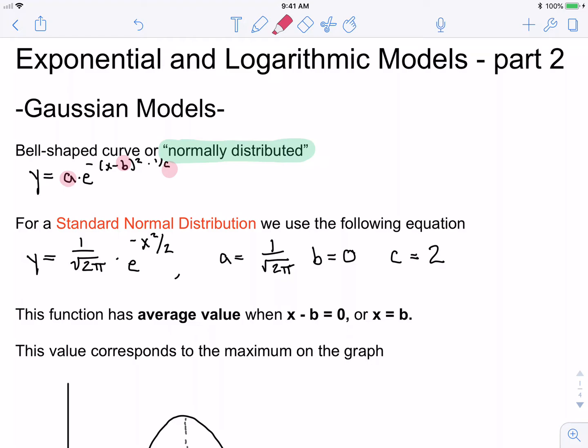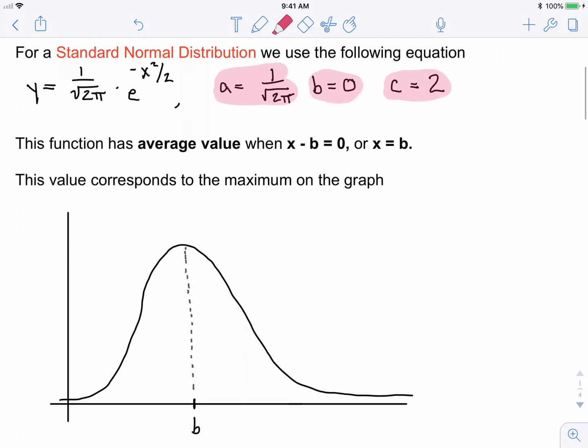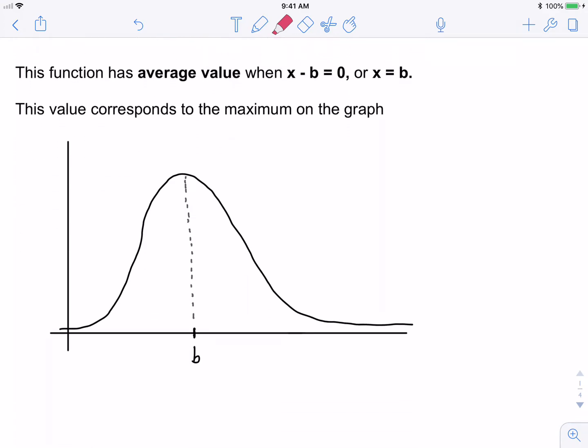Now, we're probably used to seeing a standard normal distribution, which uses the following equation: y is equal to 1 divided by the square root of 2 pi times e to the negative x squared divided by 2. And this is just a bell-shaped curve with very specific a, b, and c. A will always be 1 over the square root of 2 pi, b will always be 0, and c will always be 2. When we graph them, they do take on this nice bell-shaped curve.